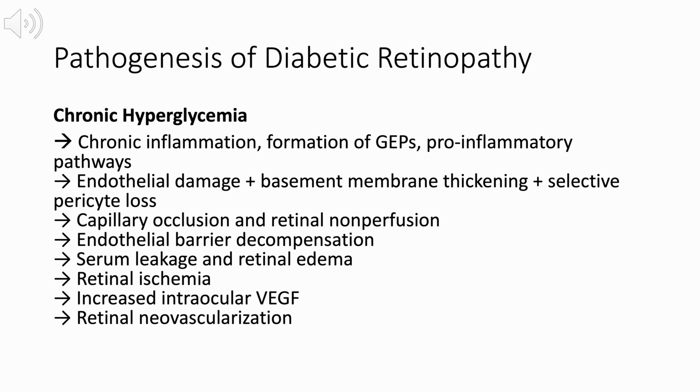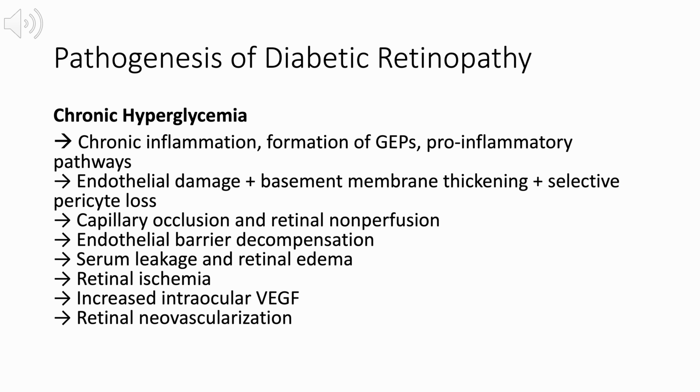It begins at the top with chronic hyperglycemia, which leads to chronic inflammation, formation of glycation end products, and activation of pro-inflammatory pathways, which lead to endothelial damage through parasite os. Basement membrane thickening is also a hallmark of early diabetic retinopathy. From there, we arrive at capillary occlusion.